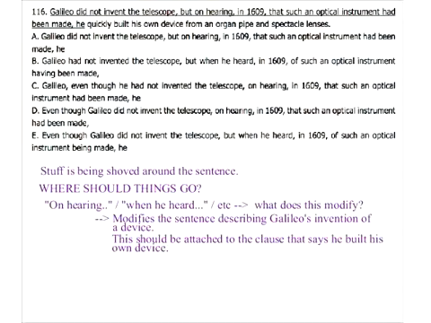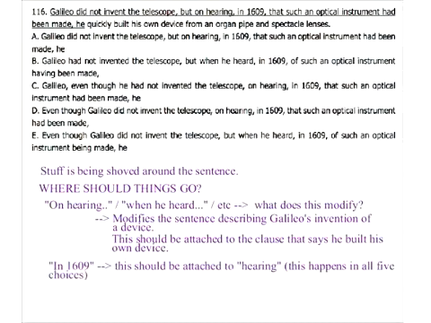"In 1609" should be attached to hearing, but that happens in all the choices. So that's not really a concern because it happens in all of the choices, but it's something that you would want to look out for. And then in turn, that whole thing should, yeah. So let's take a look at the way these sentences work.